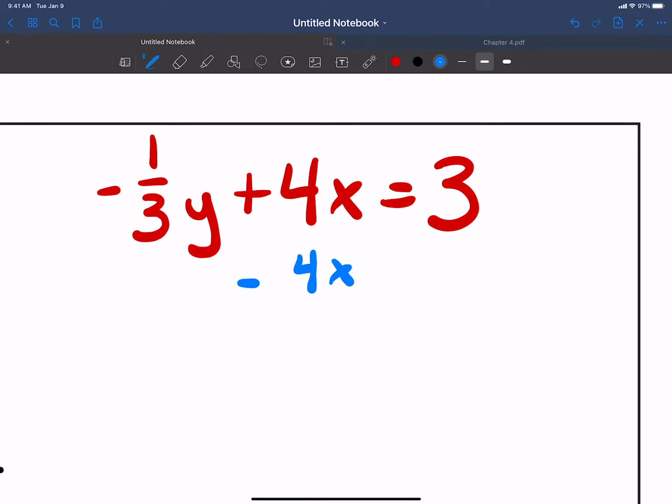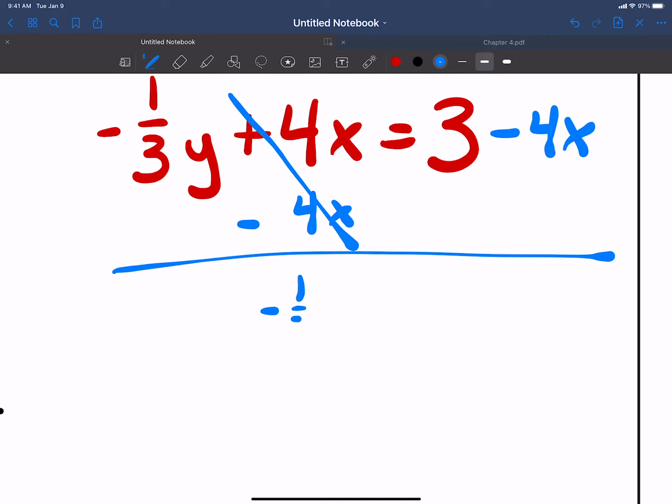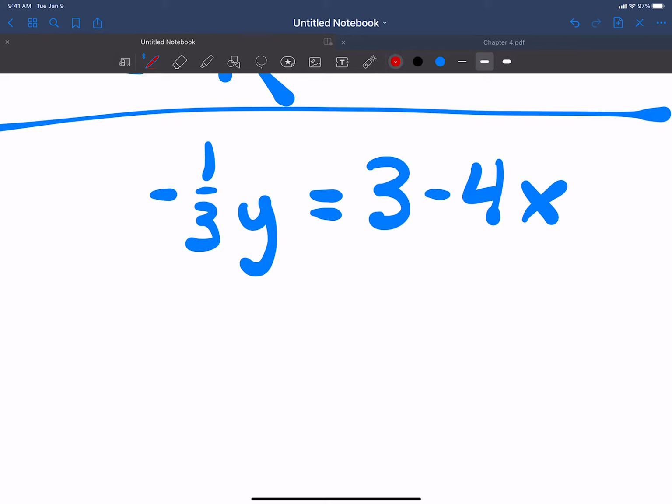Now remember, I can't take 3 minus 4x. They're not like terms, so I'm just going to write it like this. These would cancel out. I'm left with negative 1/3 y equals 3 minus 4x. I can't do anything about that, right? Okay, this is a very, very important thing right here. Pay attention. Y is not by itself yet. It's being multiplied by negative 1/3. What's the opposite of being multiplied by negative 1/3? Well, dividing by negative 1/3.